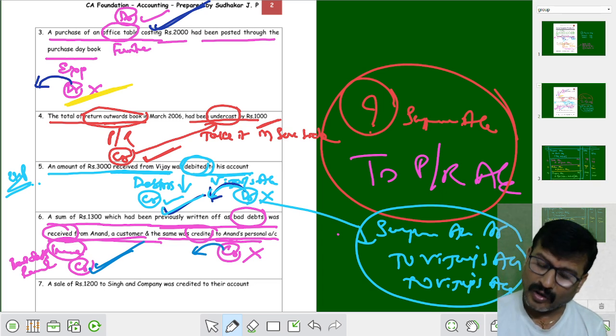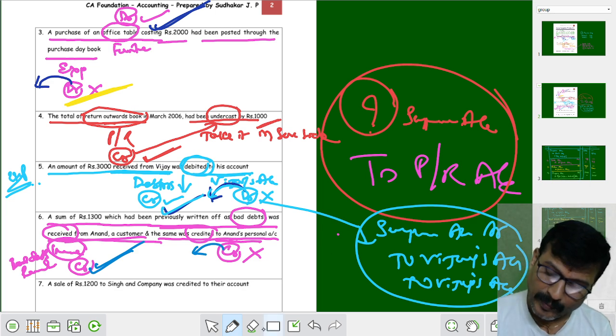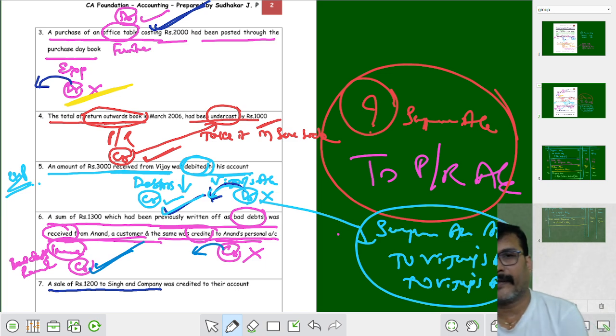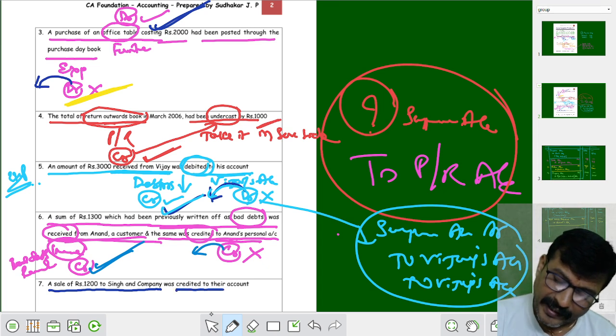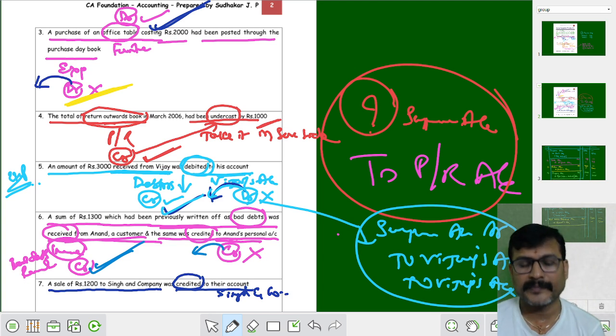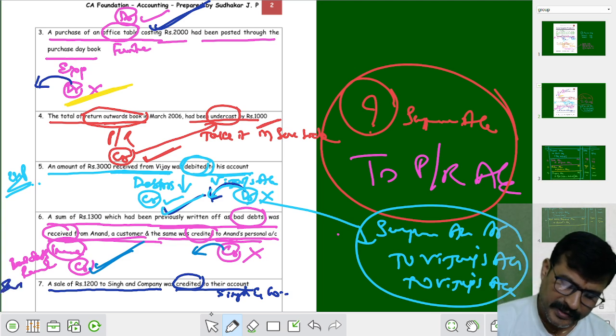Let us move on to the last transaction, my dear student. See what we actually have in the problem. Sale of rupees 1200 to Singh and Company. What have you done? You sold to Singh and Company, but it was credited to their account. Again, it is another important concept.